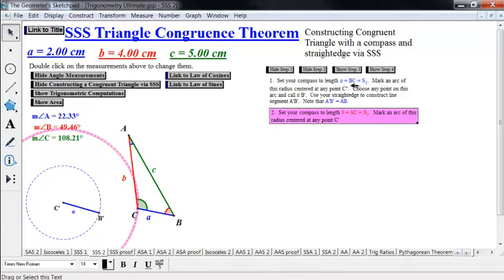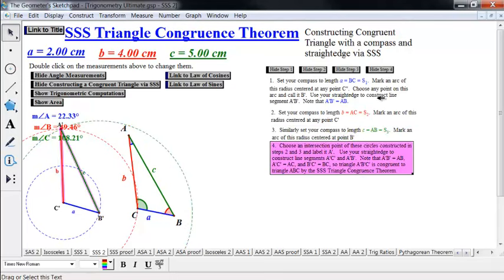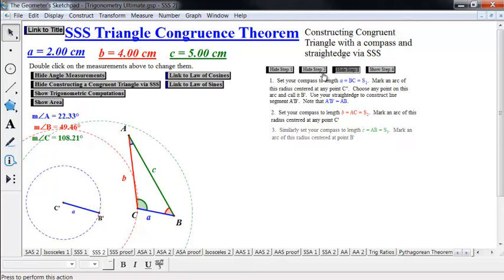Then you set your ruler and your compass together to make a radius of whatever B is, 4 in this case. Make a circle centered at C. Then you make a circle centered at the other vertex at B with the other radius, in this case 5. We take one of those two places where they cross and connect it up, and that makes your triangle. And so that's how you would do it by hand.